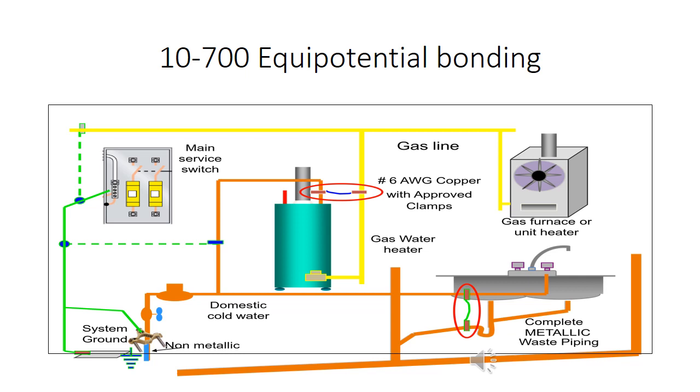Underneath the sink down below, there is a jumper for a complete metal wastewater piping system. And to the left, we have domestic cold water, which appears to be copper as well. They use a number 6 for that as well. But use caution when dealing with a continuous metal wastewater piping system. If you have further questions, please consult your local authority having jurisdiction for further information.